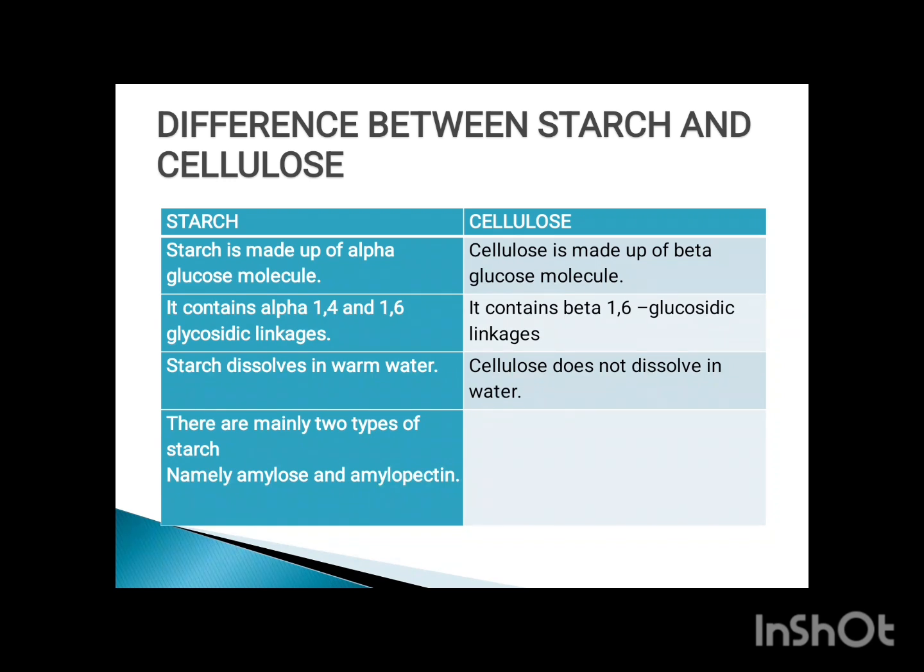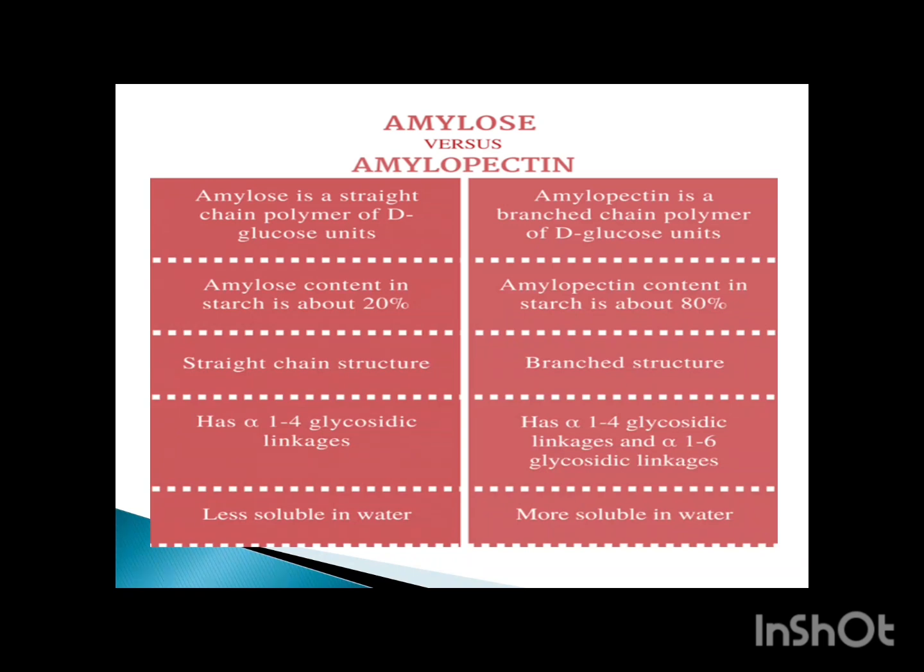Starch dissolves in warm water. Cellulose does not dissolve in water. Starch is mainly of two types, namely amylose and amylopectin. Differences between amylose and amylopectin.